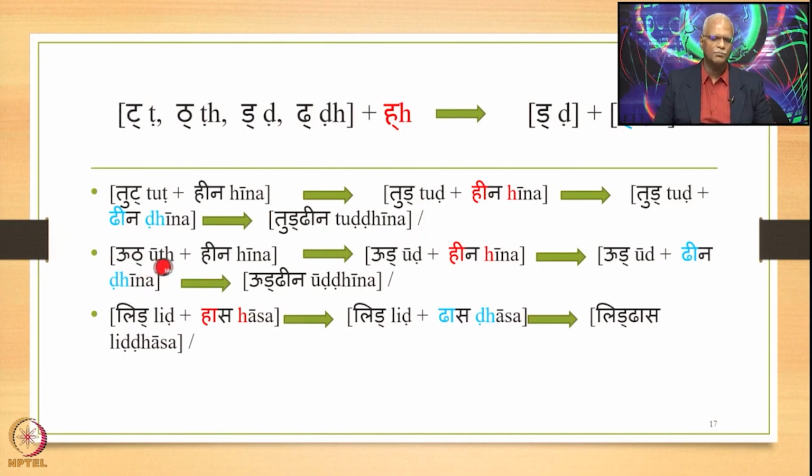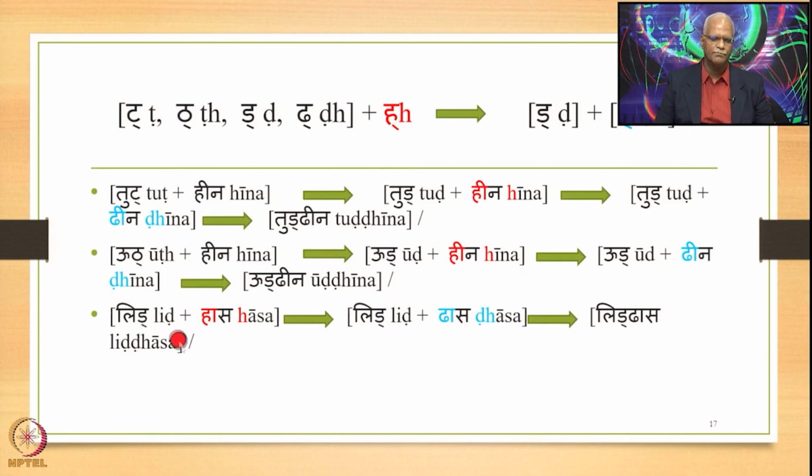Next we have Ut plus Hina, and this Th is substituted by D first, Jhalam Jashonte. So we have Ud plus Hina as the output. This becomes an input for Jhayohonyatarasyam, and this H then gets substituted by the Purva Savarna of D, which is in this case Dh. So we have Ud plus Dhin, and so we get the output generated, namely Uddhina. This is optional, so the other output that will be generated is Udhina.